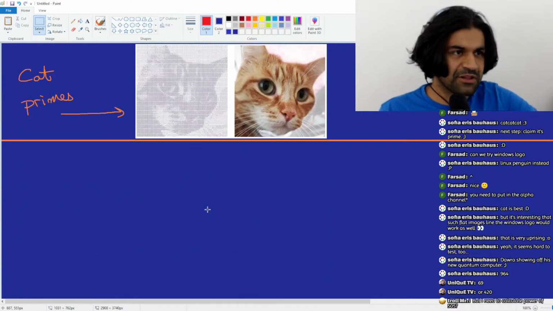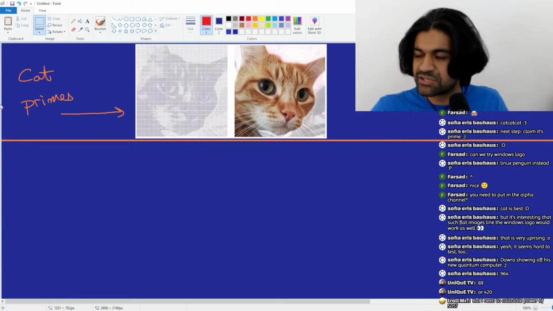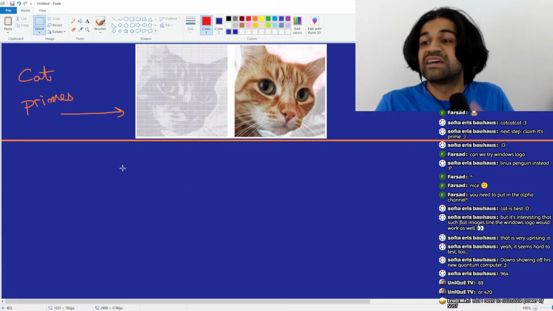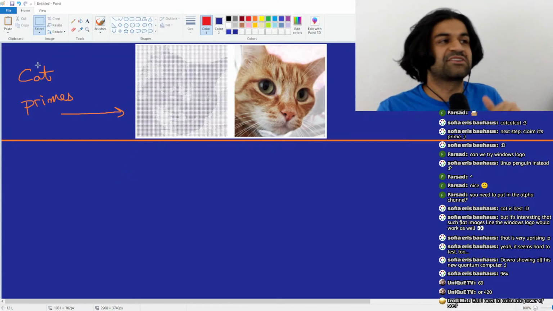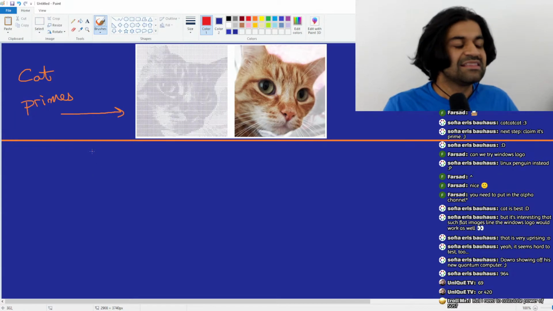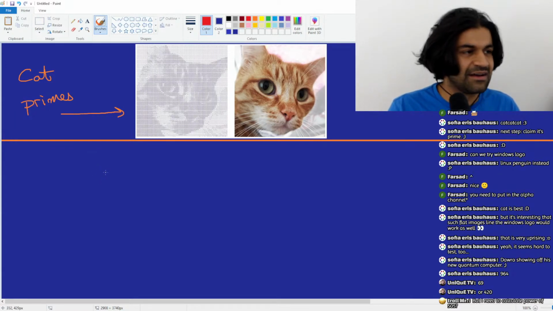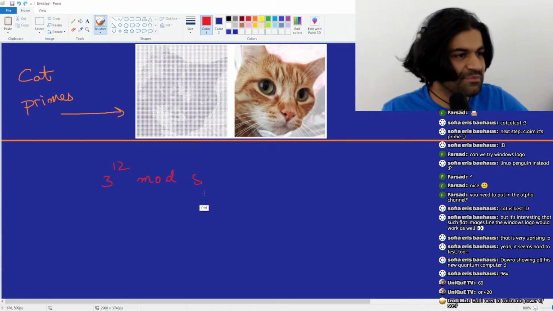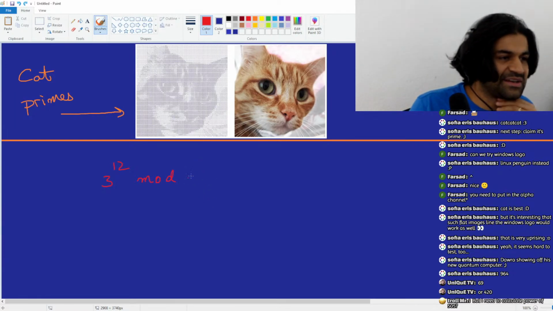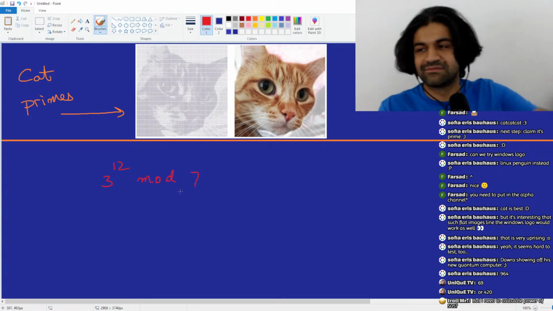So let me do an example if you've never seen it before, just to show you that, yes, doing powers would be really hard, but doing them modulo another number is actually not that bad at all. So for example, let's say you're interested in 3 to the 12th power mod 5. I'll do this for you. Actually, let's even make it bigger. Let's say you were interested in 3 to the 12 mod, I don't know, 7 or something.